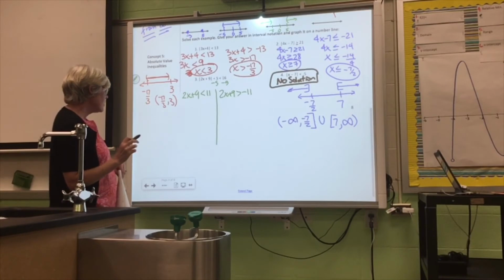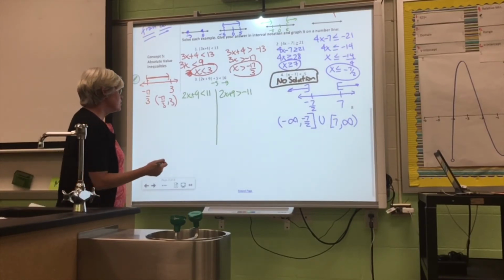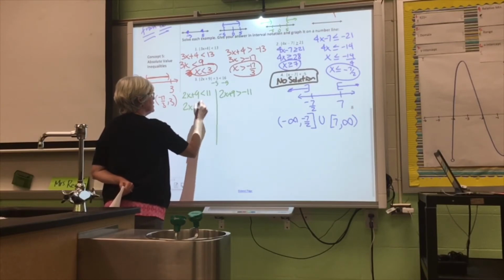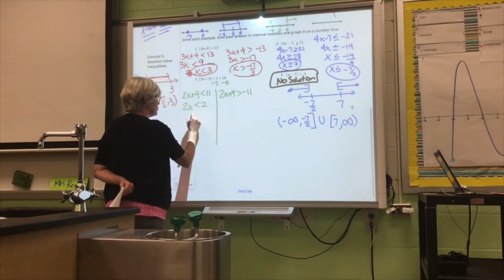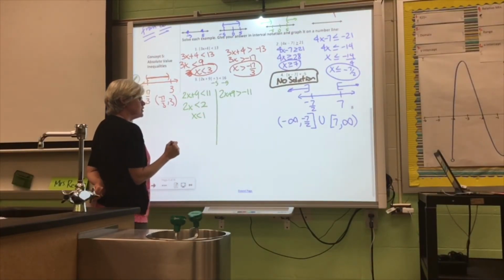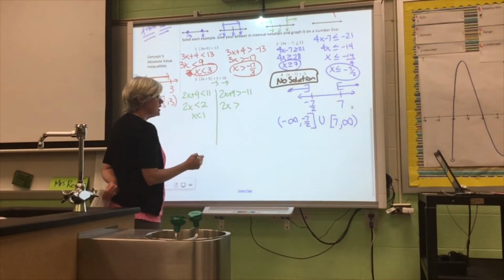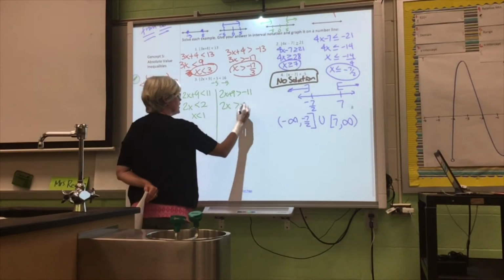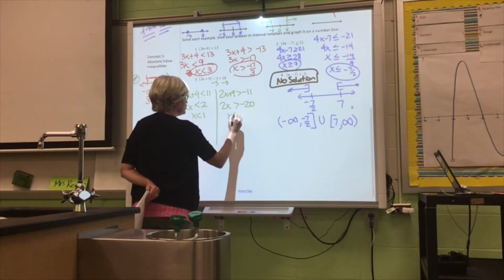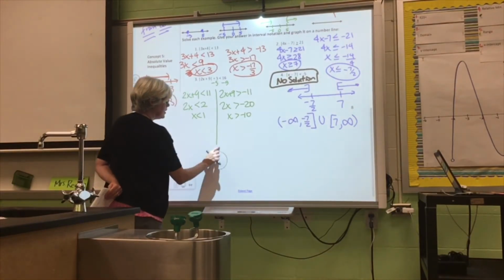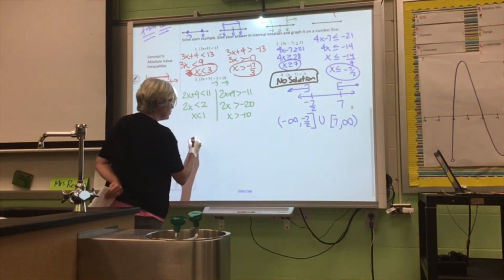All right, now that I've done that, now I'm ready to solve it. So I'm going to subtract 9 from both sides. 11 minus 9 is 2. So x is less than or equal to 1. Here, I'm going to subtract 9 from both sides. When I do that, I get a -20. I divide by 2.